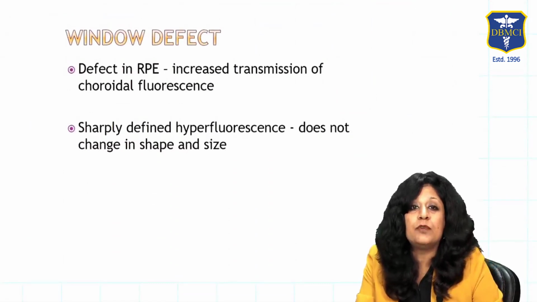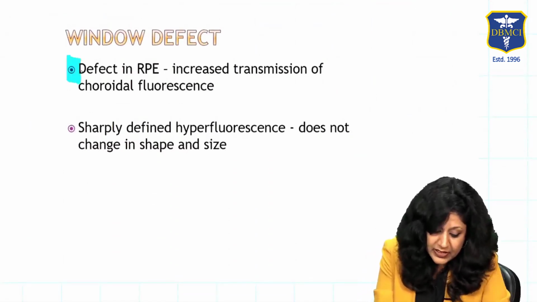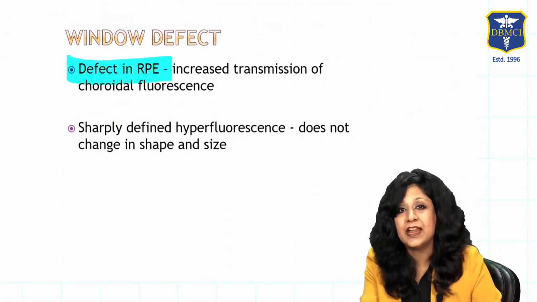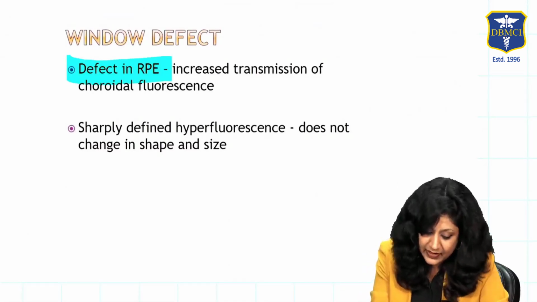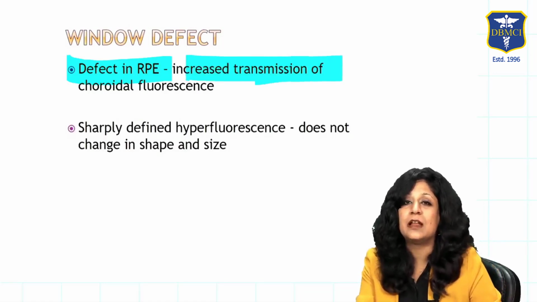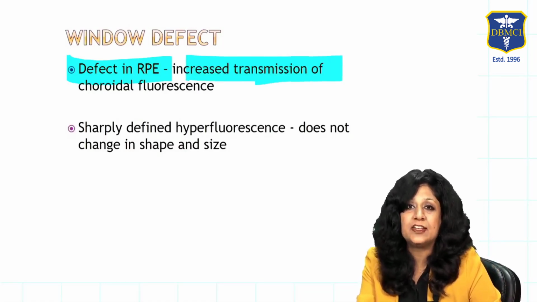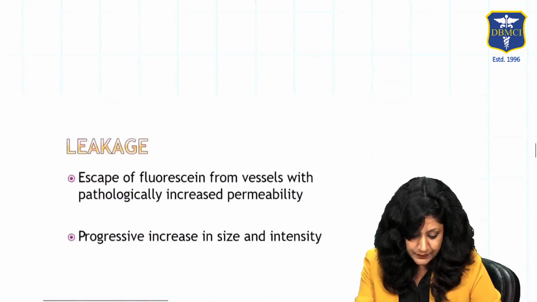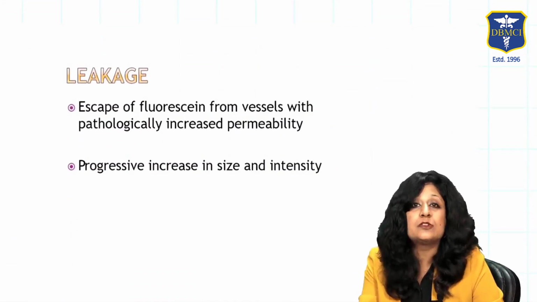While it can be due to a window defect. I told you that whenever there is a problem in the RPE, the tight junctions are not acting, there will be increased transmission there. And therefore, in the window defects, RPE defects also, you can get the whitish areas, the hyperfluorescent areas. Then secondly, there is more leakage.